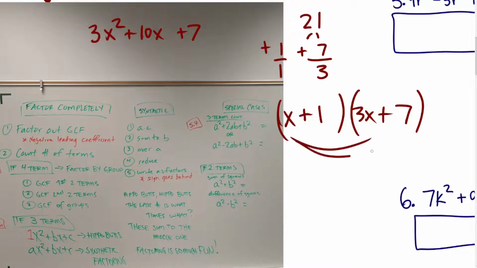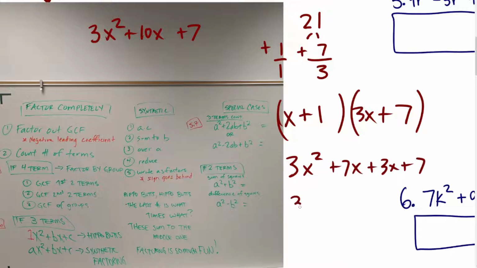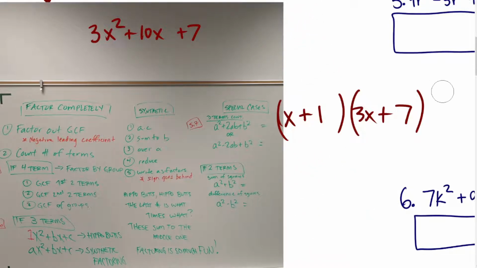And if you want, you can always multiply it out. You get 3x squared plus 7x plus 3x plus 7. That gives you 3x squared plus 10x plus 7. So that checks out. That is our factored form. And when you have your factored form like that, you can always multiply it out and see if you get your original, because then you will know it is right.